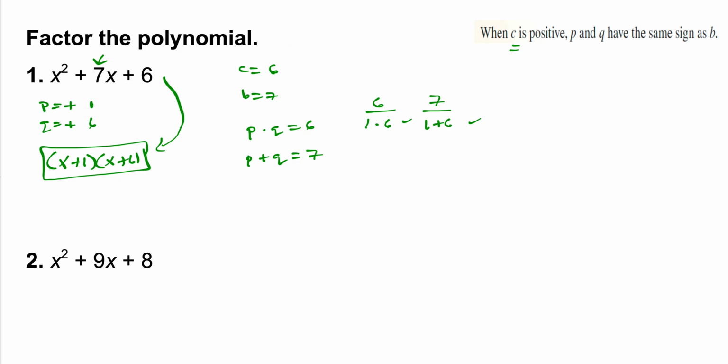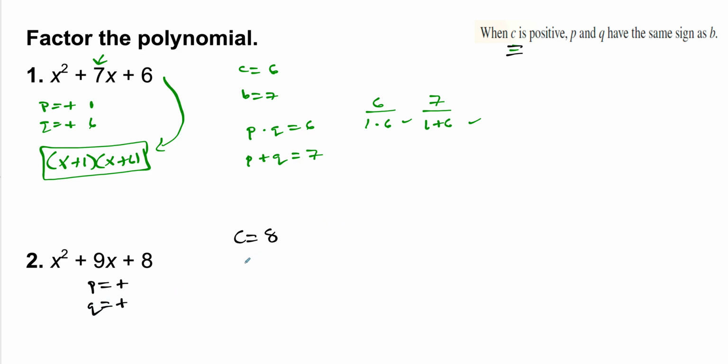Let's try this next one now. Next one, same thing. Let's write down C. So we got that C is 8. So C is positive. That means P and Q are both going to have the same sign. So P will be positive. Our Q will also be positive.